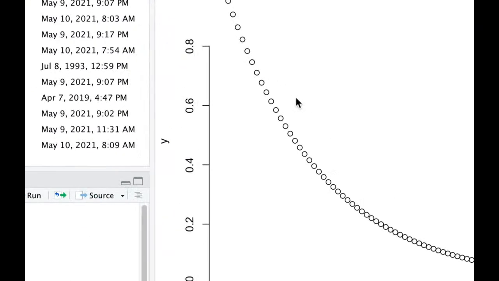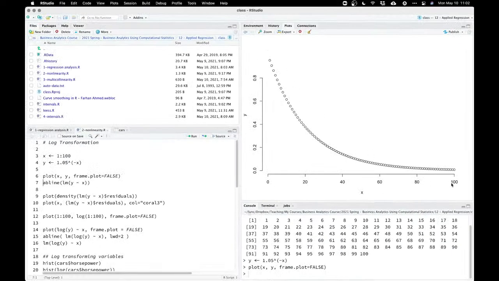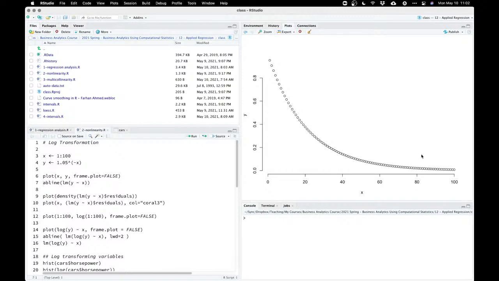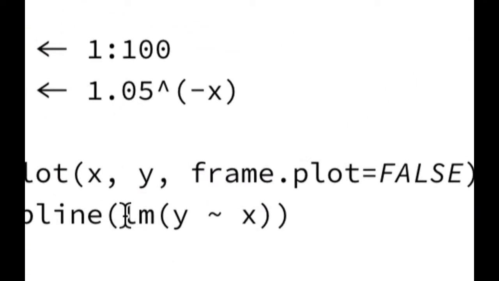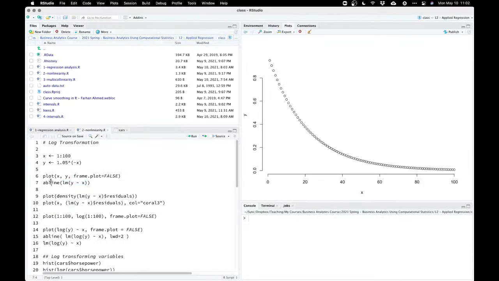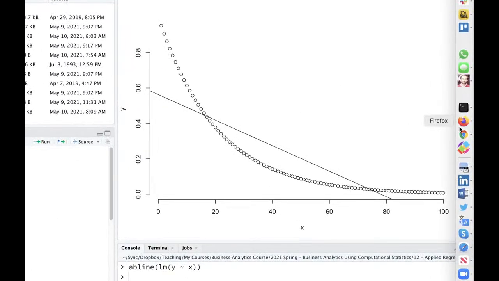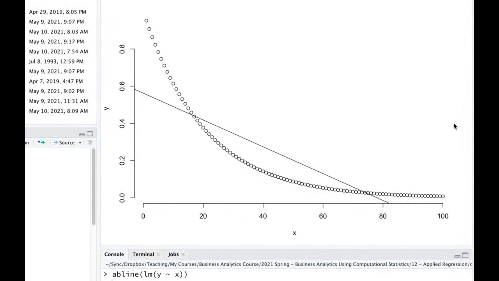X on the x-axis, y on the y-axis, all right? We have our perfect banana shape, all right? This is not the perfect banana, but the middle of the spine of the banana, if you will, okay? So this is a non-linear relationship. It's an exponential relationship, okay? And if I was to draw a regression line of just y regressed over x, we get a pretty ridiculous regression. This is obviously not coming close to estimating this relationship.